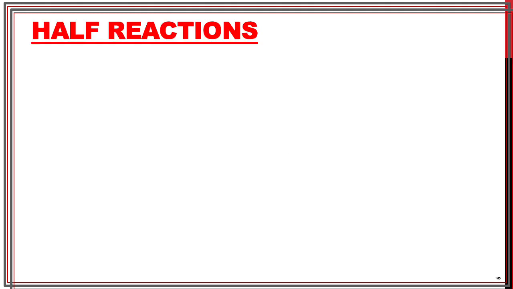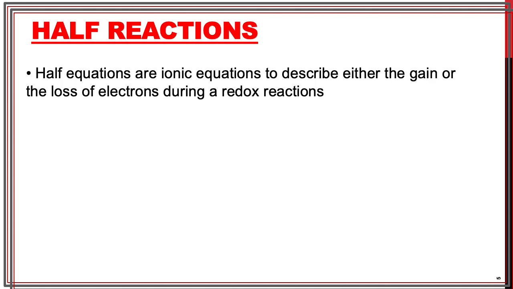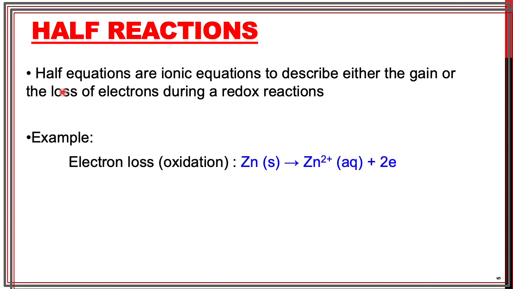So how do we represent the redox reaction? We represent a redox reaction using half reactions. Half equations or half reactions are ionic equations that describe either the gain or the loss of electrons during the redox reaction. So a half equation is a chemical equation that shows only half of the process. The first equation describes the loss of electrons, and the second describes the gain of electrons. I will give an example here.